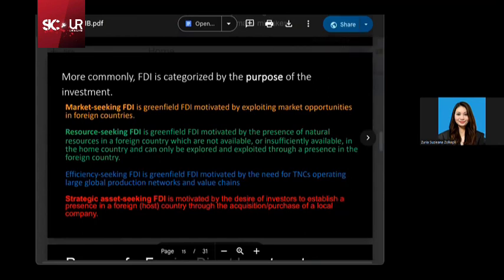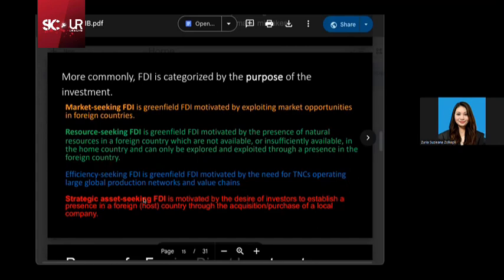Next is, more commonly, FDI is categorized by purpose of the investment. This is what I meant just now. When a company is involved in FDI, it can be categorized by the purpose of the investment. We have four: market seeking FDI, resource seeking FDI, efficiency seeking, and strategic asset seeking.